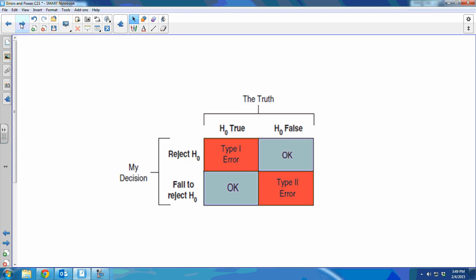So here's a nice visual for our errors. All right, it's a nice little box. So if the null hypothesis is true, 2 things can happen. We reject the null hypothesis, it's a type 1 error, or we fail to reject the null hypothesis, which is what we're supposed to do, and so that would be okay. If the null hypothesis is false, well, if we reject the null hypothesis, that's what you're supposed to do. And if you fail to reject, then that's a type 2 error.